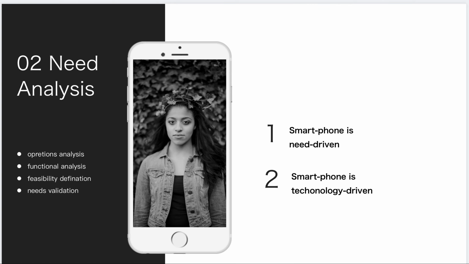And the next step is need analysis. This step is also divided into four parts: operation analysis, functional analysis, feasibility definition, and needs validation. First of all, we could find that the need for advanced smartphones is need driven and also technology driven. On one hand, people urgently need new smartphones with new functions, such as face recognition, turning speech to text, smart camera, and so on, and better performance: quicker, cheaper, and longer endurance.